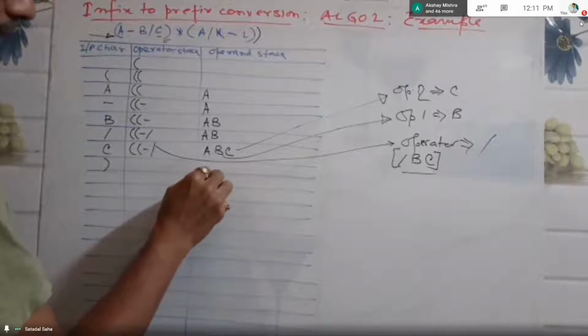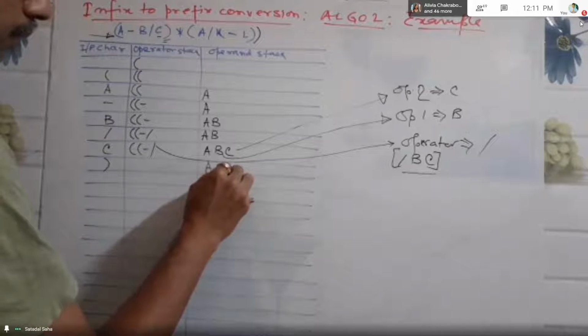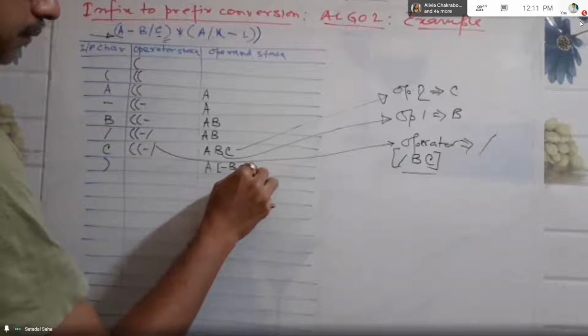So A. Then we need to put this one minus BC. Clear? So this is the intermediate step. It is not the final step. It is the intermediate step after one operation.